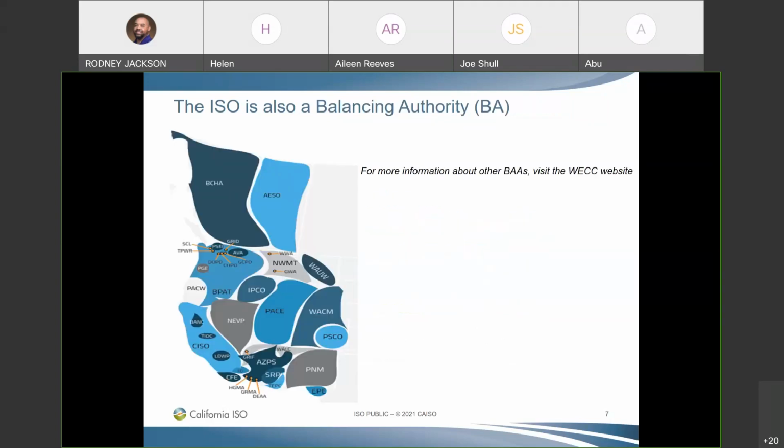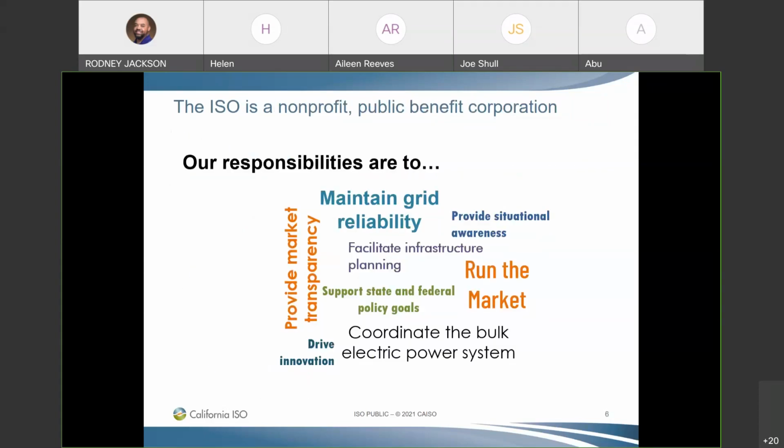Now, the ISO facilitates a fair and transparent wholesale electricity market. We accomplish that through proper planning and initiatives, and we provide state-of-the-art technology that allows for enhanced situational awareness of the state of the bulk electric system. That's the BES, and we'll hear us talk about that later.